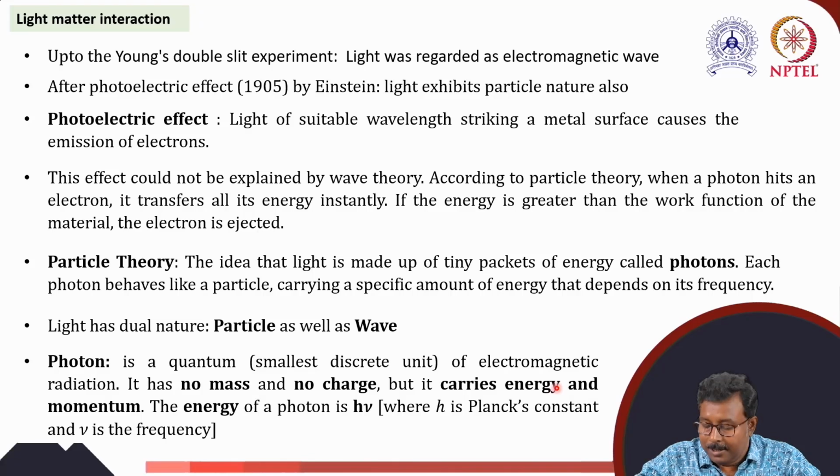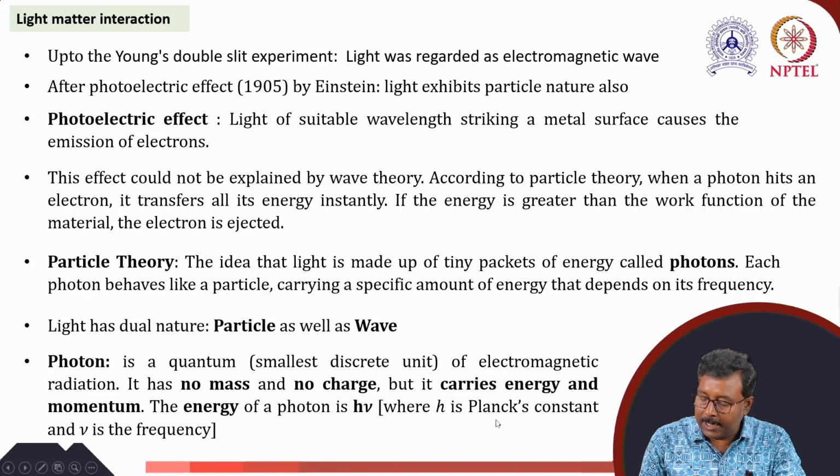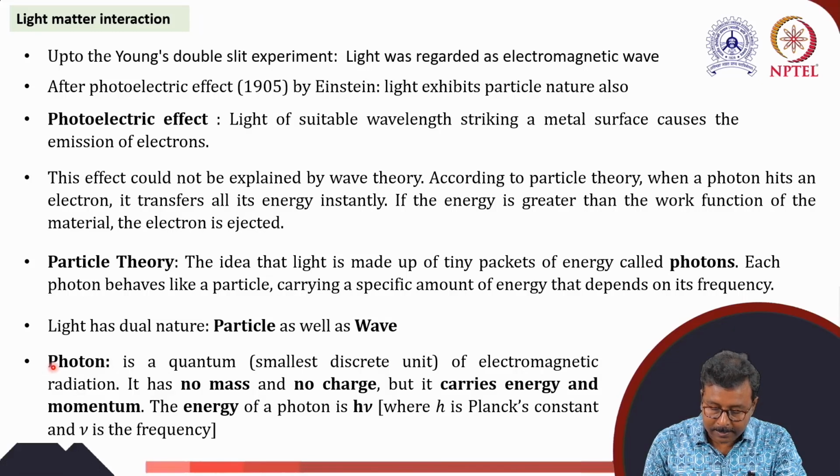So this is the final conclusion of the particle theory: a photon is a quantum, the smallest discrete unit of electromagnetic radiation. It has no mass, no charge, but it carries energy and momentum. The energy of a photon is h nu, where h is Planck's constant and nu is the frequency.